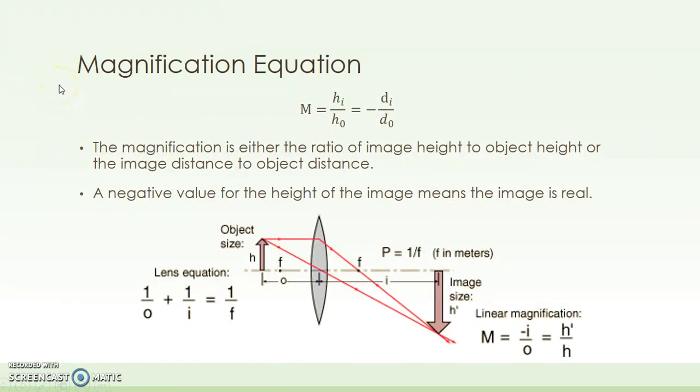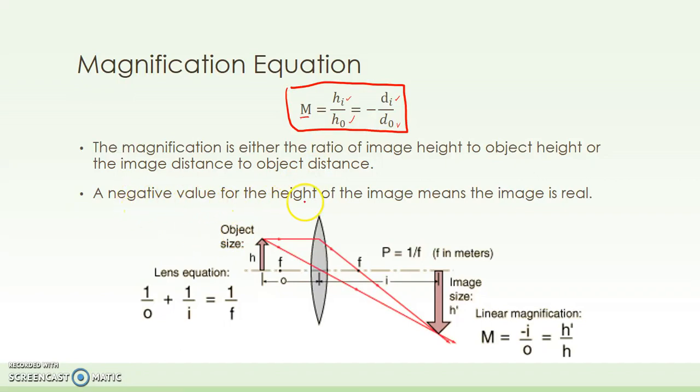You also need to know the magnification equation, which you can see at the top here, and we'll talk about it a little bit before diving into those practice problems. The magnification is either the ratio of the image height to the object height, or negative the image distance to the object distance. So remember the object distance and the image distance. Same thing for the image height and the object height. They can help you solve for magnification.